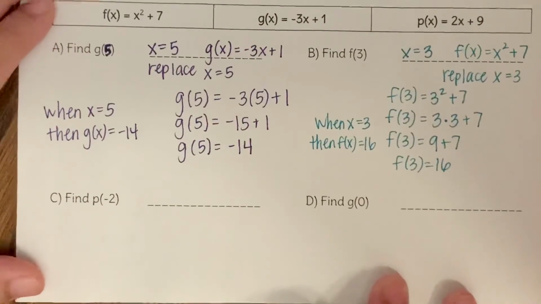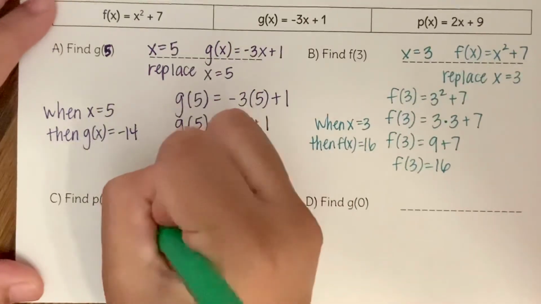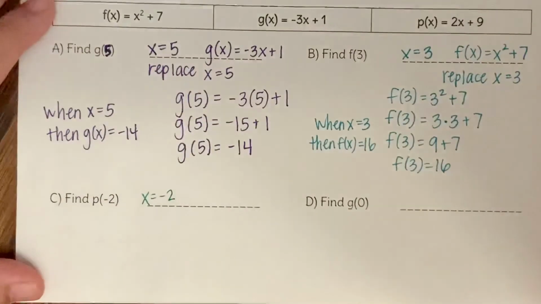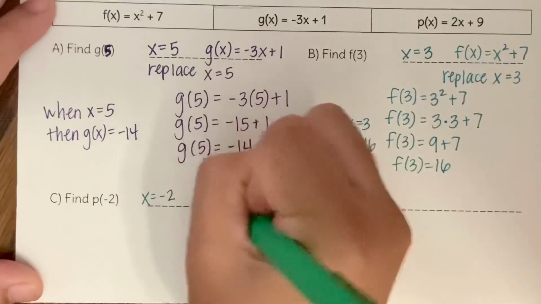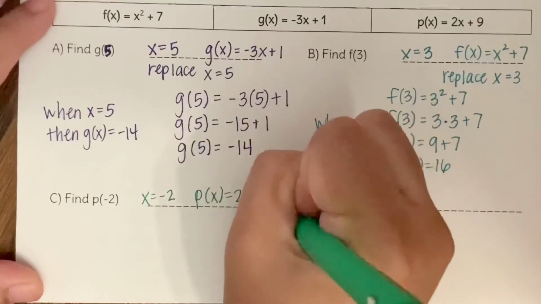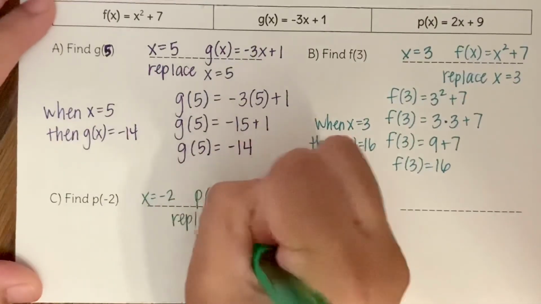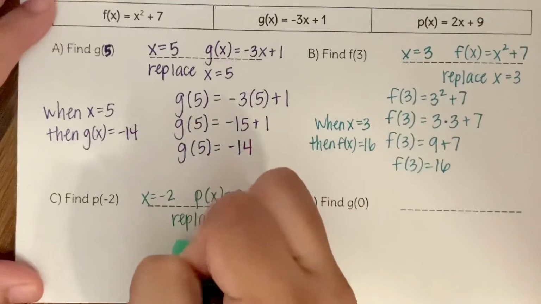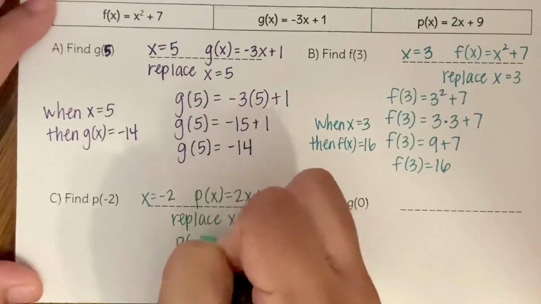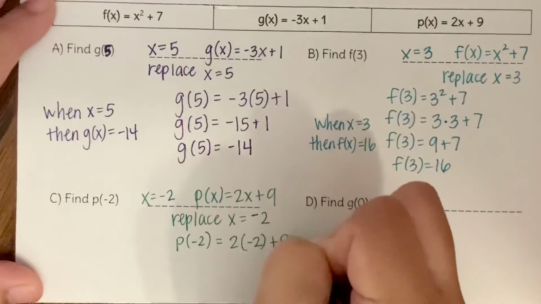And then for my final two, for C, let's say I have p of negative 2. That means that my x is equal to negative 2, and I want to use my p function. And my p function is p of x equals 2x plus 9. And I'm going to replace my x with negative 2. So that's going to become p of negative 2 equals 2 times negative 2 plus 9.